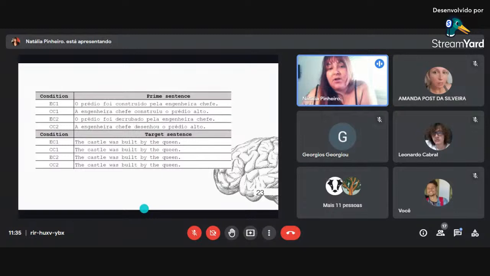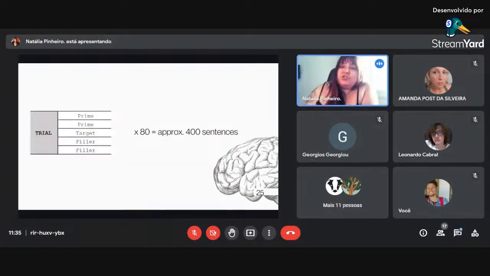So one experimental trial consisted of 2 prime sentences. The whole task had 80 trials and approximately 400 sentences, but it was actually a lot more than that because the number of fillers was not constant. So we have 2 to 4. And notice that I decided to include 2 prime sentences.